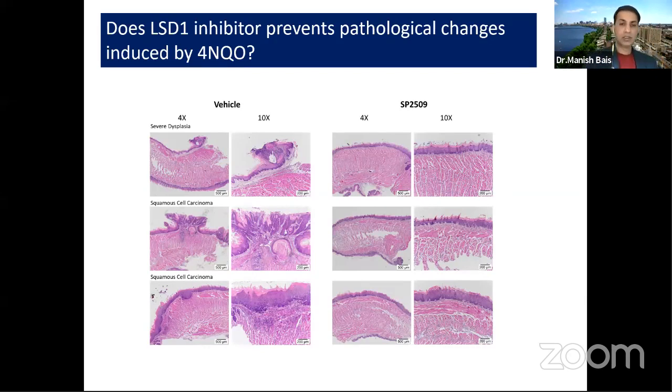And we found that the tissues on the right-hand side look completely normal. On the left-hand side, you see that everything is messed up, with squamous cell carcinoma and then severe dysplasia. But on the right-hand side, you don't see these types of lesions, in lower or higher magnification. So it indicates that inhibiting LSD1 with this specific inhibitor can have a clinical application.